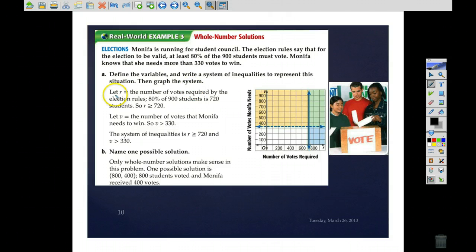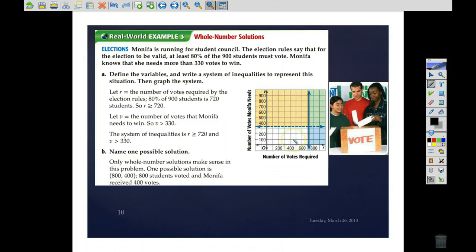So you gotta let R be the number of votes required by the election rules. 80% of 900 students is 720. So she needs R, the required votes, to be greater than or equal to 720. Okay, we're gonna let V be the number of votes Monifa needs to win. So V has to be greater than 330. The system of inequalities is R is greater than or equal to 720 and V is greater than 330.